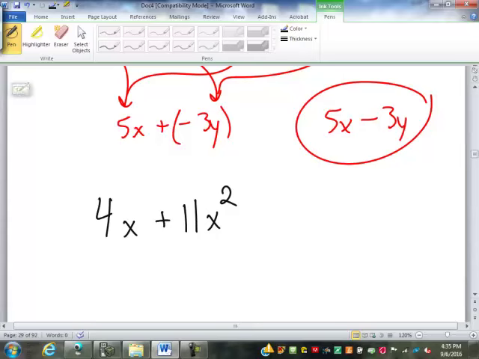How about something like this? Is an x and an x squared the same name? Well, kind of, but can we combine them with addition and subtraction? Well, how about this?